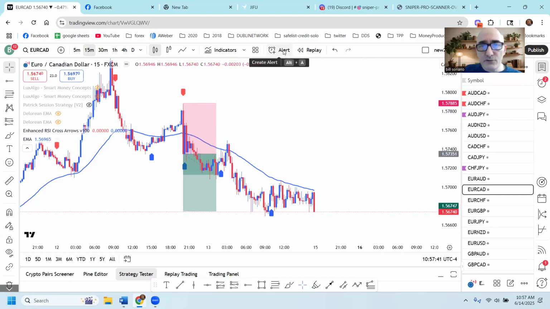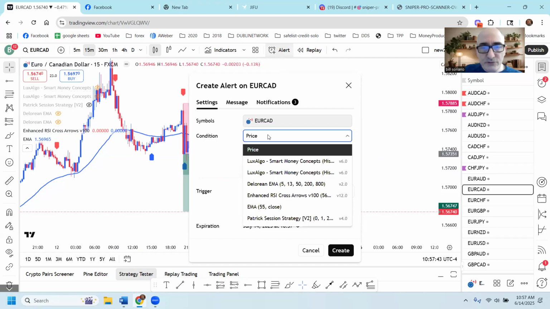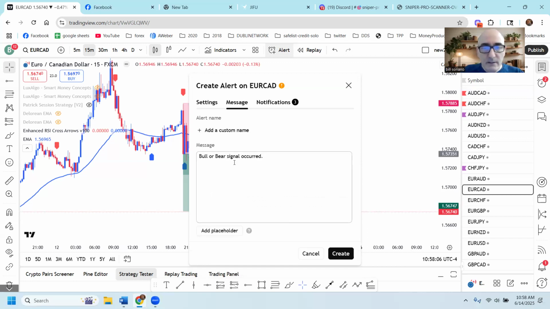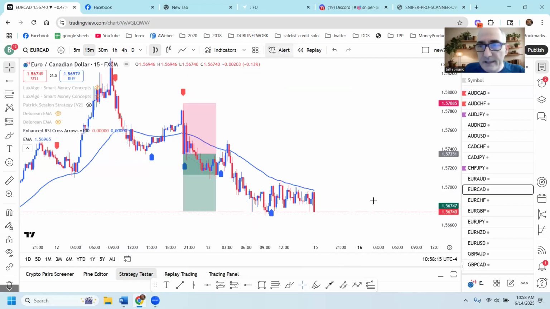Once you have that, if you're on a chart, you go to alerts, and then you just select that indicator, the enhanced RSI cross arrows version 100. You're going to want it to give you bull and bear signal alerts, same as chart. You want to make sure you're on the chart that you want to get the alerts on and trade on. And then you're going to set this for once per bar, right? You can also put a message here, like bull or bear, so this occurred in EU, you can say, so that you know which pair to go to. And then you create that.